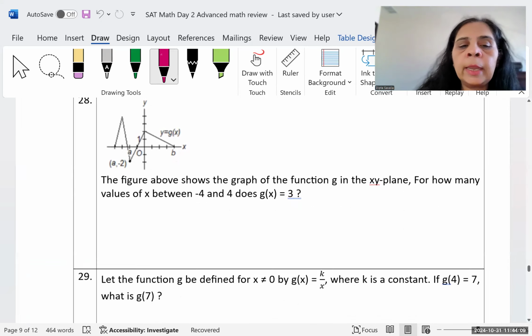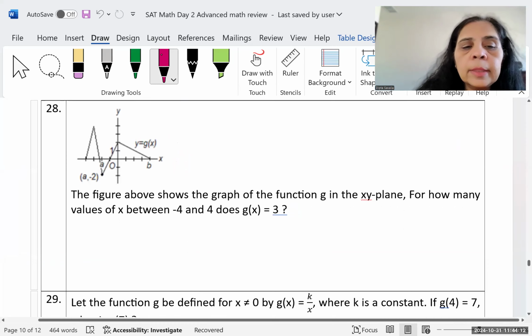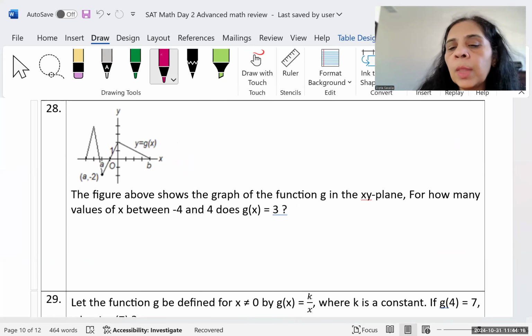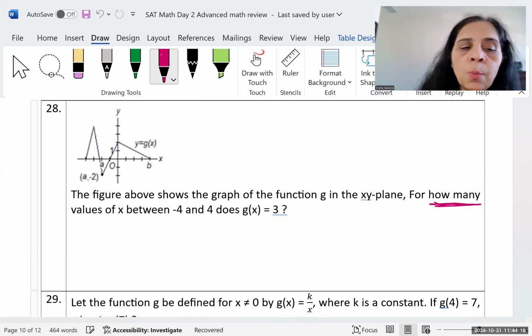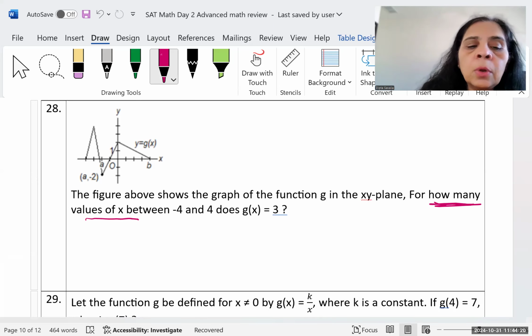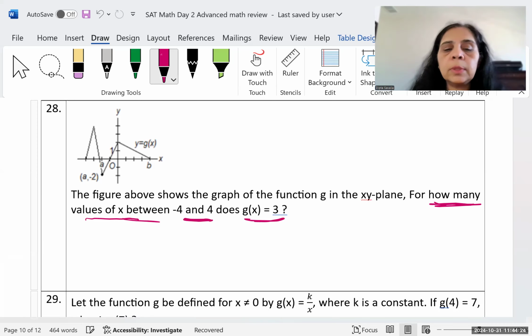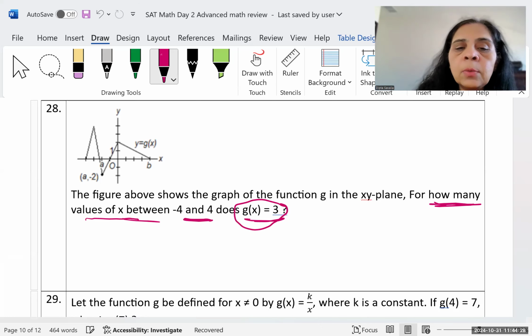Number 28, we have, they give you a graph. The figure above shows the graph of a function. The question is: for how many values of x between negative 4 and 4 does g of x equal 3? So let's see what that means. g of x equals 3.